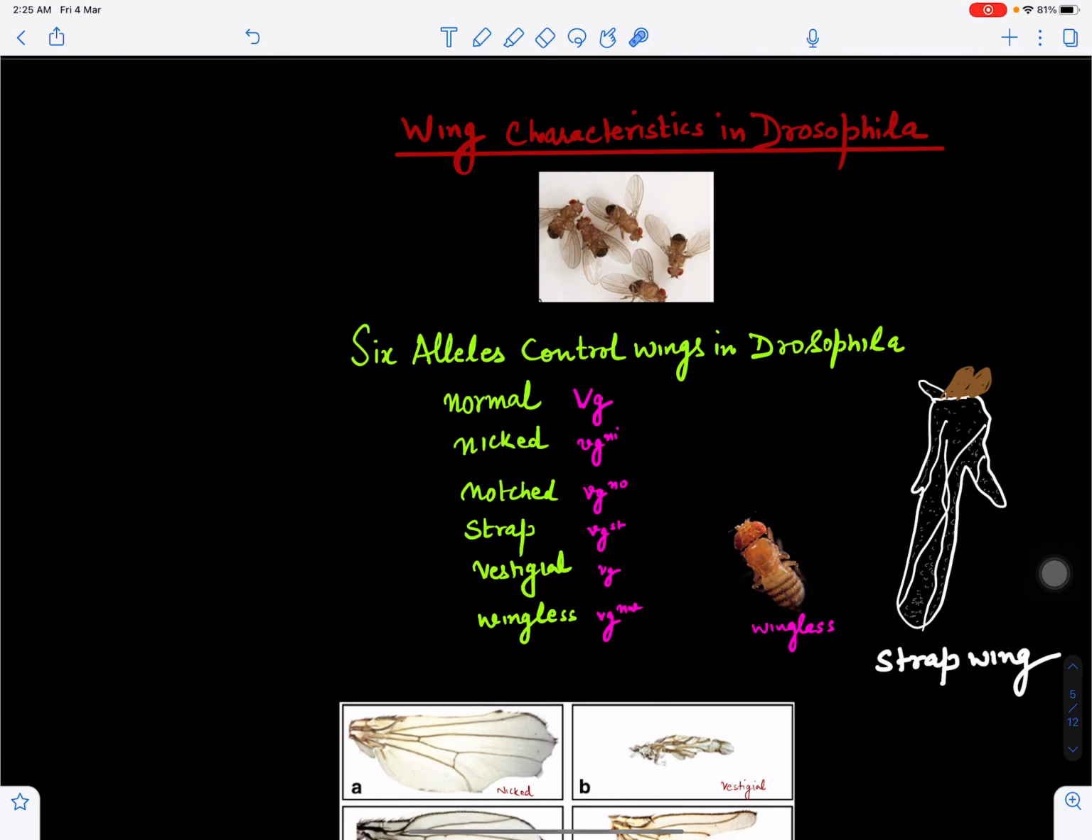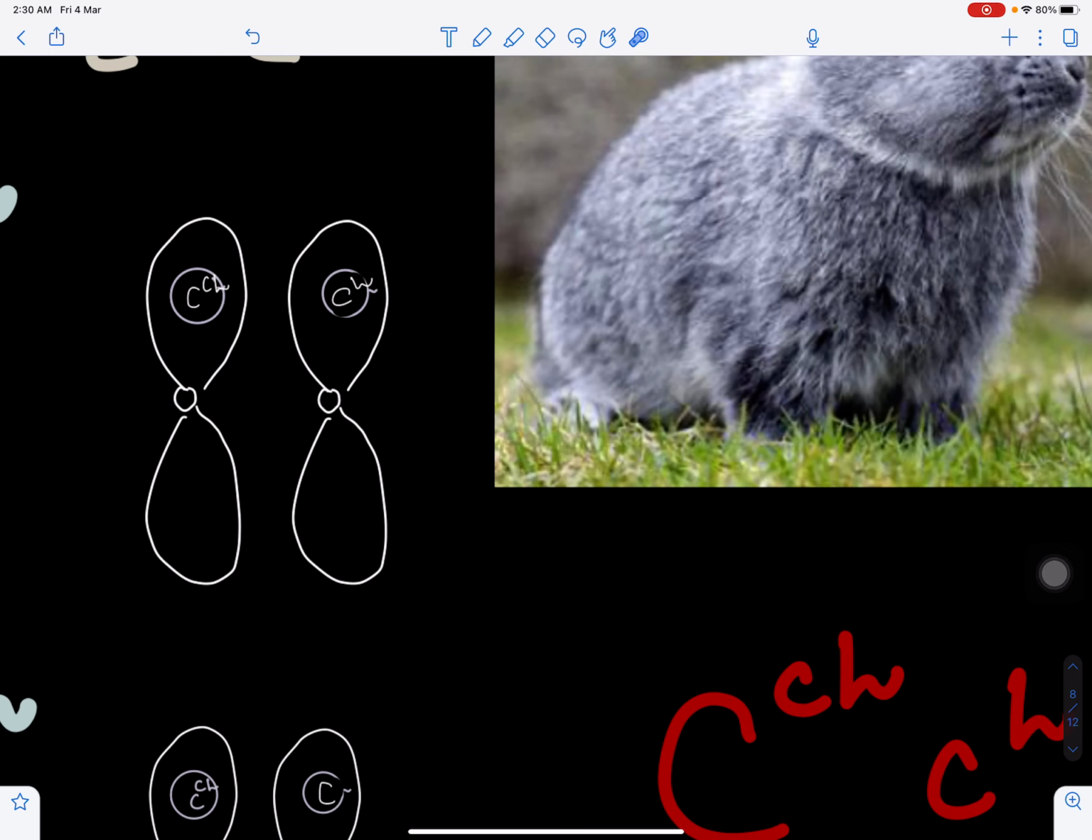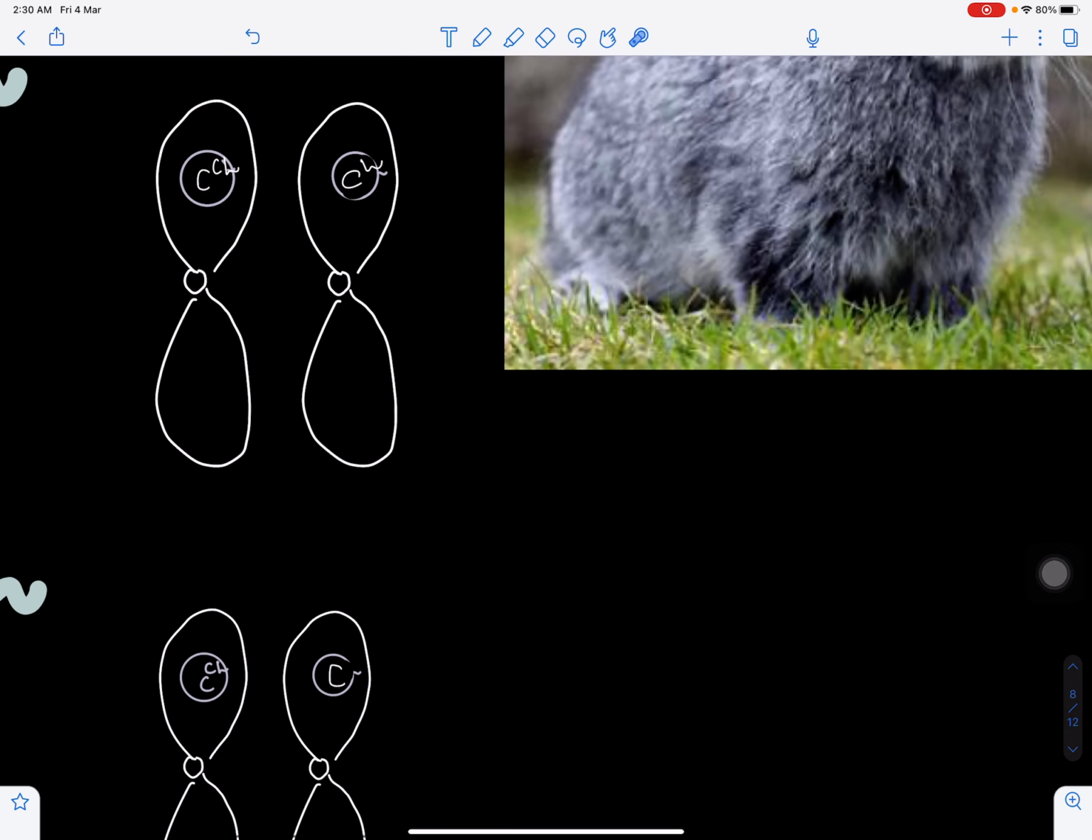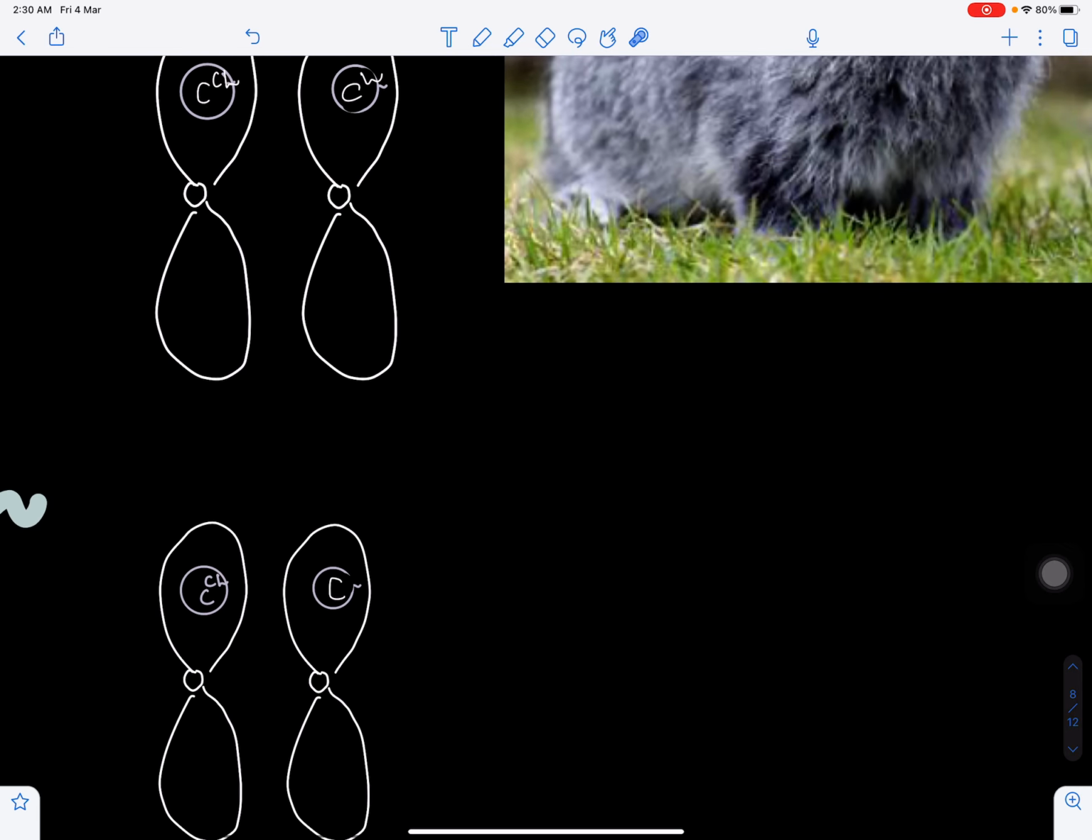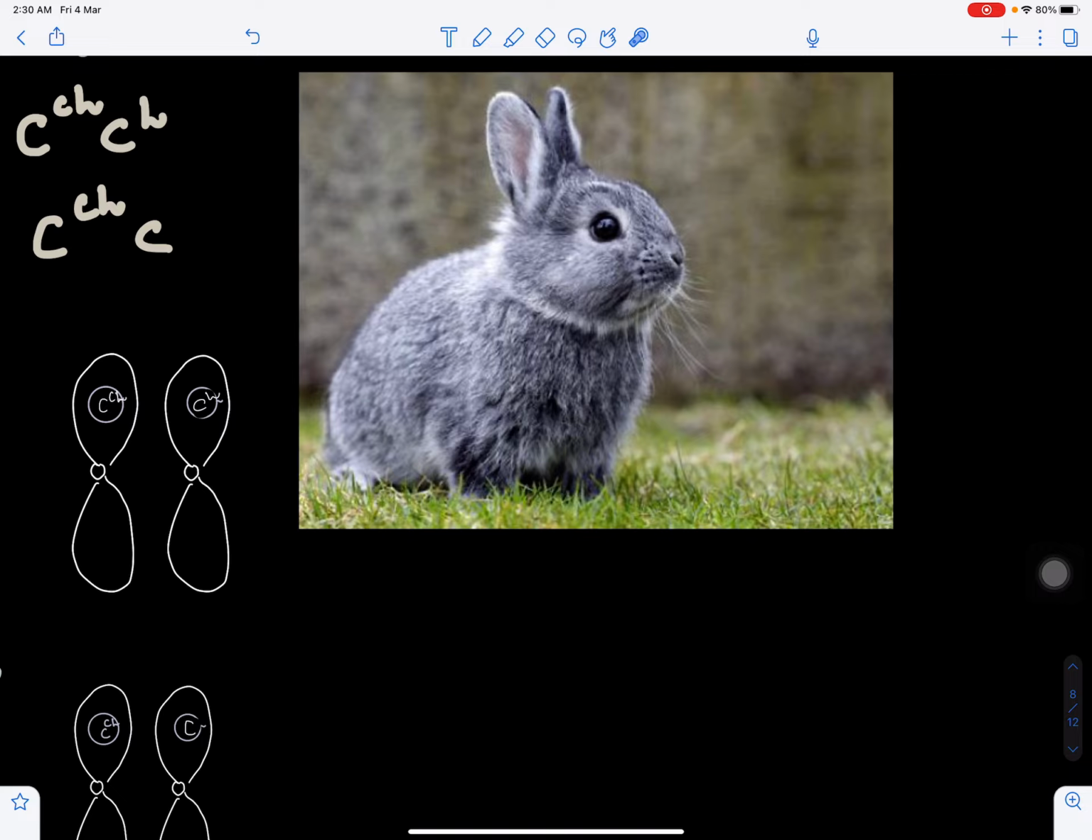Next is a rabbit which is light gray in color. Now this is CCH, C Himalayan, or CCH, small c. So these are different forms which are showing silver gray color. So different forms are present on the chromosome. So this rabbit is silver gray in color.